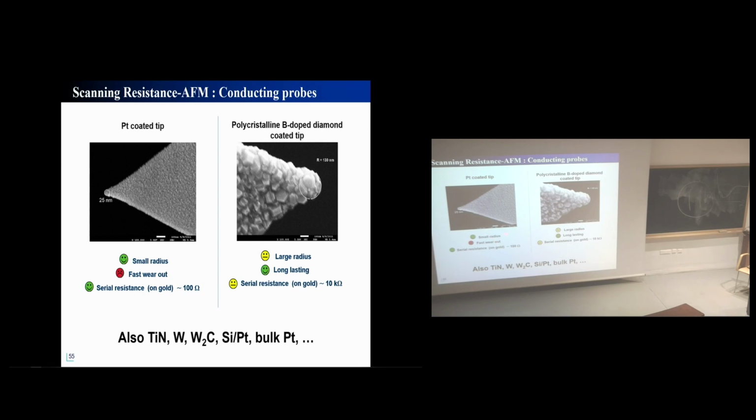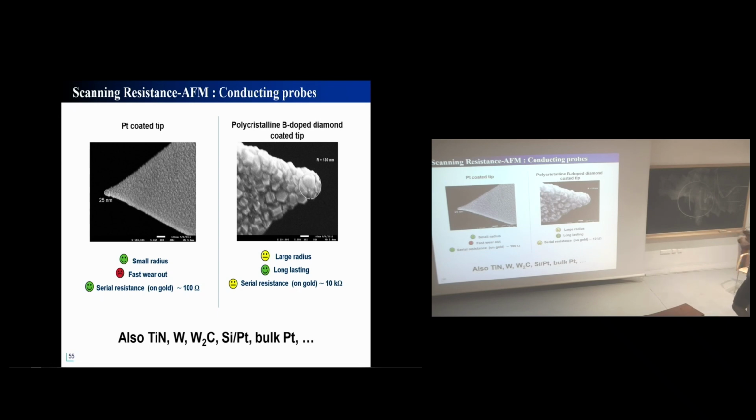So you have a small radius, but it really experiences fast wear out if you don't pay attention. And the series resistance is small, so that means you can measure quite conductive samples.